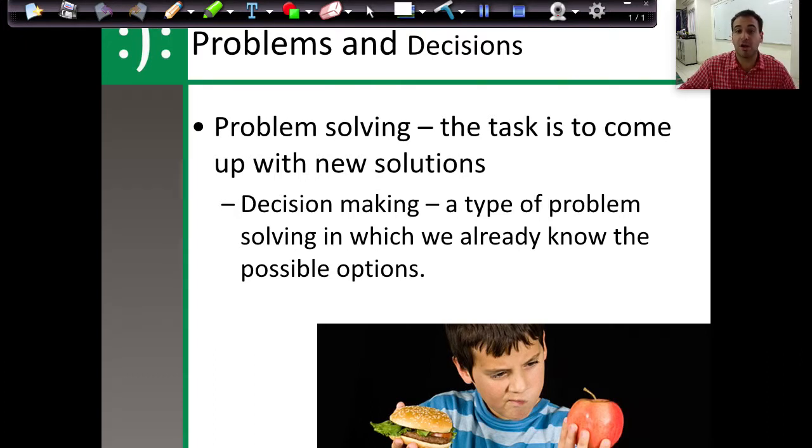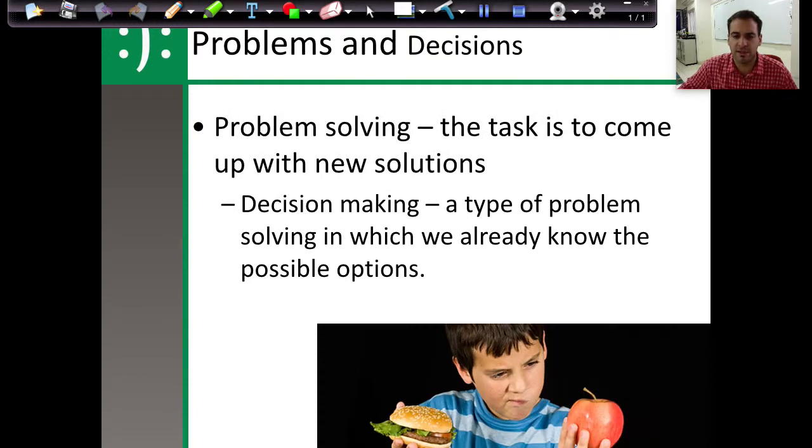So, problems and decisions. Problem solving is the task to come up with new solutions. Decision making, on the other hand, is a type of problem solving in which we already know the possible options, something we have a background in. We're not looking for a solution like in problem solving. We already know, and we have to make a decision between one of the possible solutions. Nothing new, just something you actually have to think about for a second.